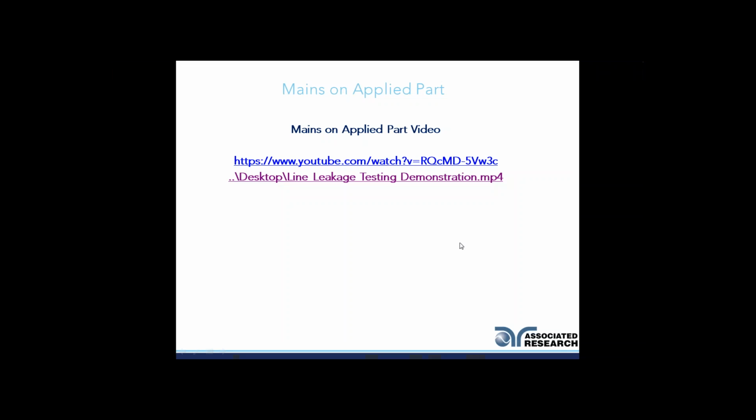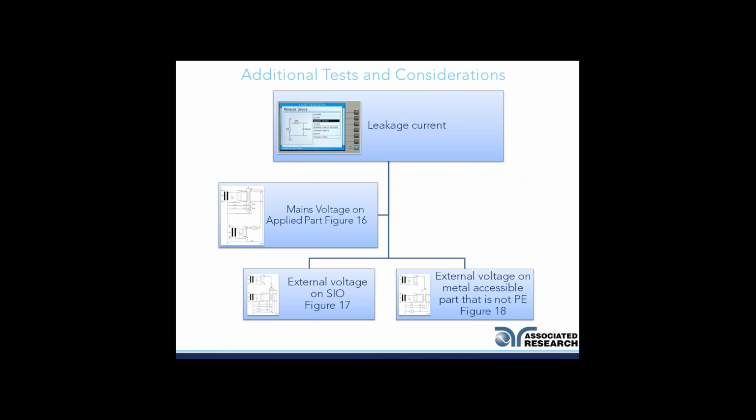All right, we're short on time a little bit, so I want to go on to the next section. And just want to remind there's additional testing that are being covered today, which would be the figure 18, external voltage on metal accessible part, which is not protectively earthed. Basically saying that if you have any point on the device that is not protectively earthed, you would use figure 18 to perform the test, and also figure 17 for external voltage on SIPs/SOPs, or signal input output.